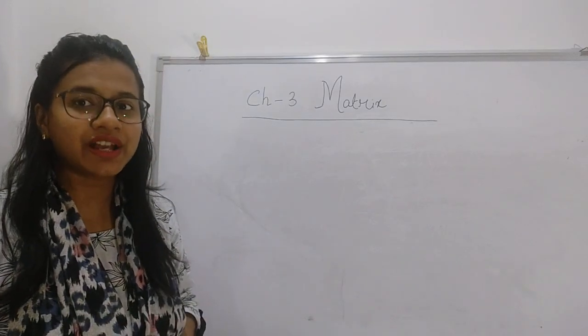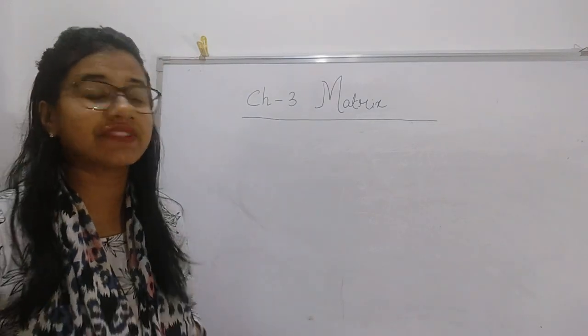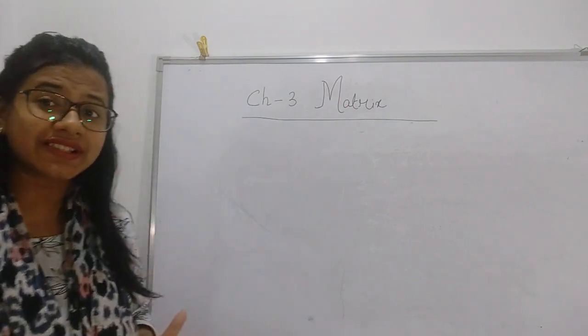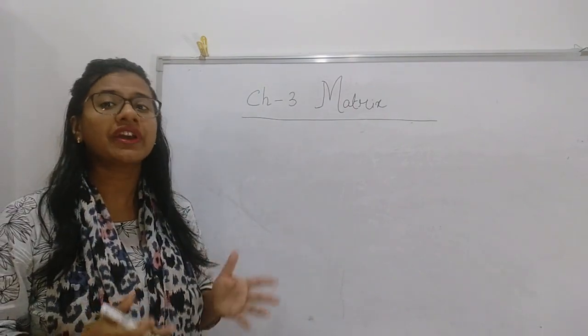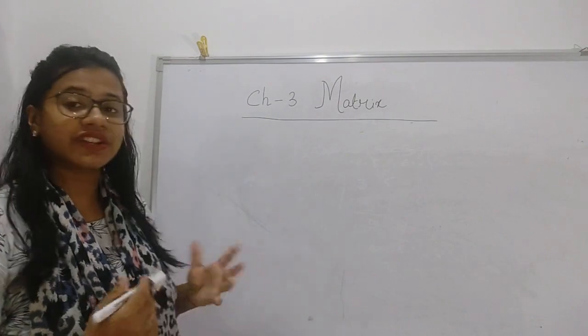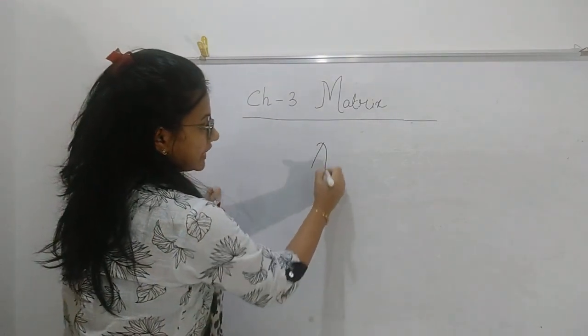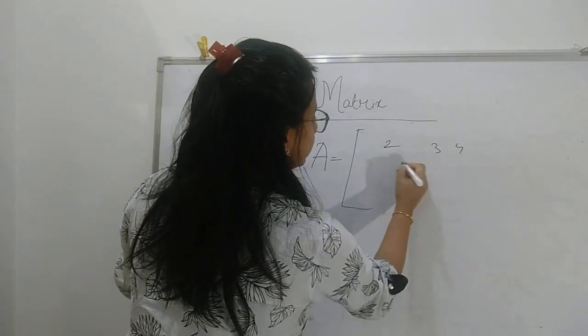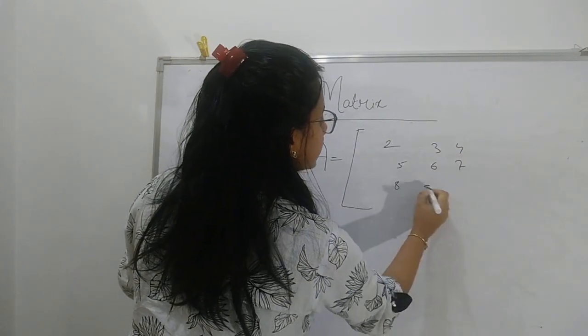Hello students, today I will be starting the third chapter of your syllabus. The name of the chapter is matrix. So what is matrix? Matrix is the ordered rectangular array of elements or function. Generally matrix is denoted by the capital letter A. Suppose this is a matrix: 2, 3, 4, 5, 6, 7, 8, 9, 10.